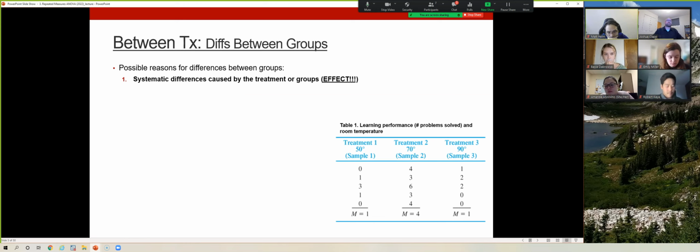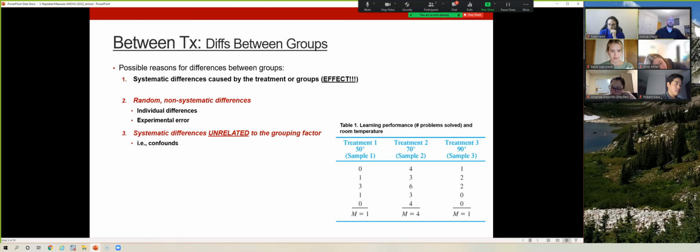Different reasons why we can see differences between groups. One, we can see differences caused by treatment or group effects, right? I'm seeing differences in my sample 1, sample 2, sample 3 because they're drawn from different populations. I'm seeing differences in my sample means because whatever manipulation I've administered is driving some difference across those means, right? So I've got an actual effect to be found here.